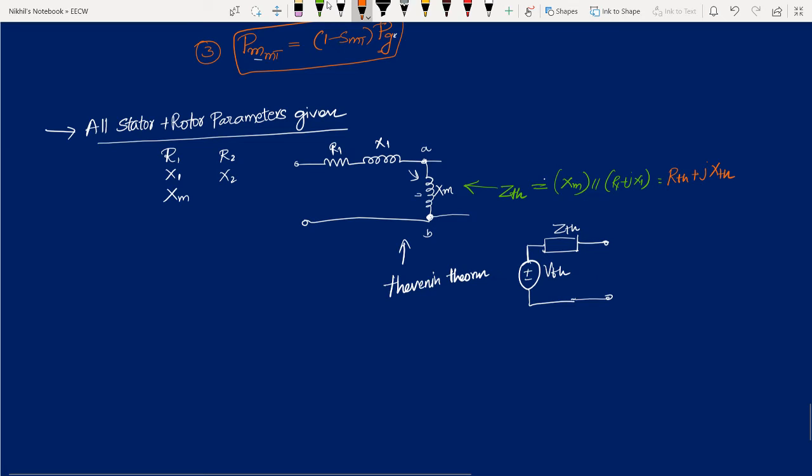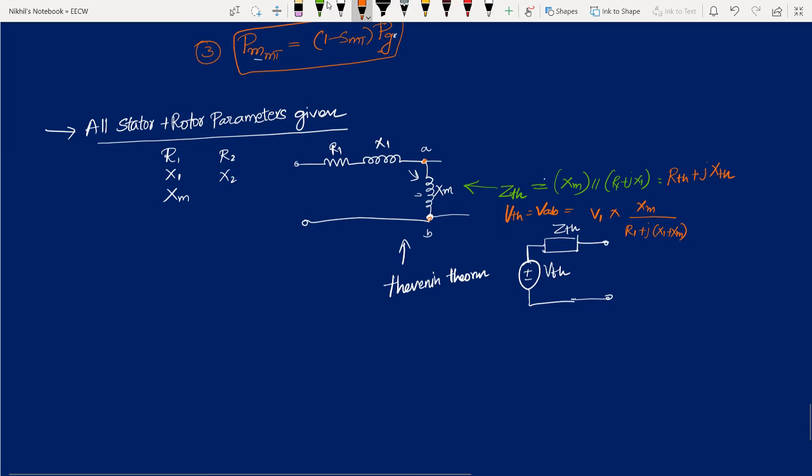Now I want to find out the Thevenin voltage. The Thevenin voltage is nothing but the open circuit voltage at that point where you are replacing the circuit. So I want to find VAB, that will become your Thevenin voltage. Here VTH will be equal to VAB, and as per the potential divider rule, VAB is V1 into XM by R1 plus j times X1 plus XM. So this is the Thevenin equivalent circuit. Understood? So just replace the entire circuit with the Thevenin circuit.